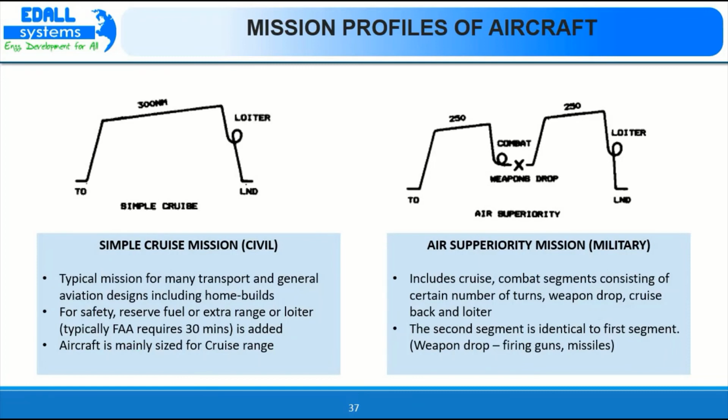So this is mainly the mission profile for military aircraft where it will take off, then climb, then cruise, then it will perform some combat segments. That is, it may loiter or it may drop weapons at a certain location, and then it will start to climb. It will cruise at a certain altitude, and then it will loiter and land back on the ground. So this weapon drop segment may include firing guns or firing missiles.